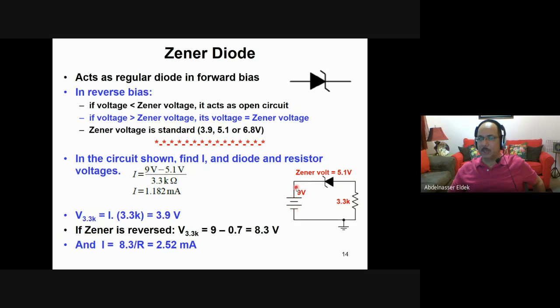If the voltage here is 4 volt, for example, then again the Zener diode is open, so you don't have any current, and so on. Okay, so this is how you calculate the voltage if you have a Zener diode. If the reverse voltage is more than the reverse voltage of the Zener diode, then it will make the voltage 5.1, for example.